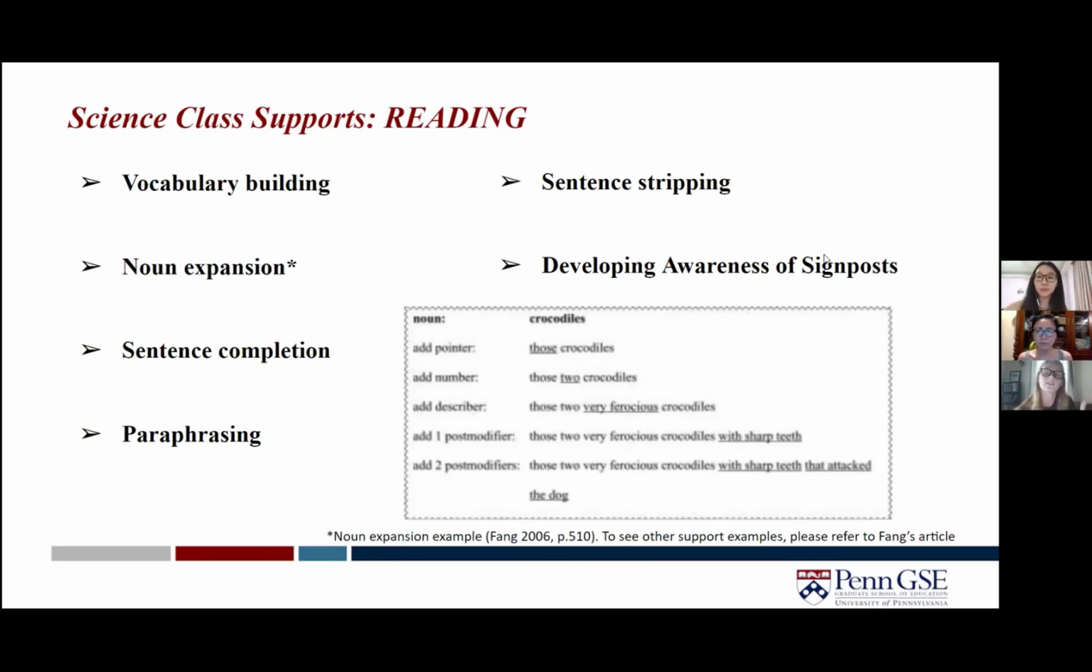And developing awareness of signposts is important because in science, they use a lot of connective words to express their ideas, which isn't necessarily on level with the common conjunctions that ELs know. So, transitional words like therefore, or if and when. Just pointing those out to students and making them aware. And for vocabulary building, I think sentence completion, paraphrasing, and sentence stripping are pretty self-explanatory.